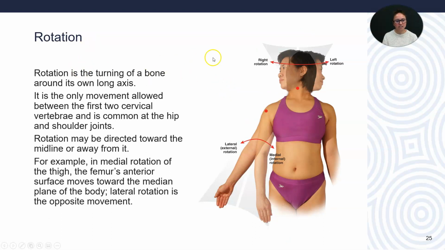And rotation is when you turn a bone along its axis, okay? There are only certain parts of the body that you can actually do this, okay? And there are some examples there, okay? Now, for example, you can do that with your head and you can do that with your arms and your legs, but there are some parts of your body where you cannot rotate them.